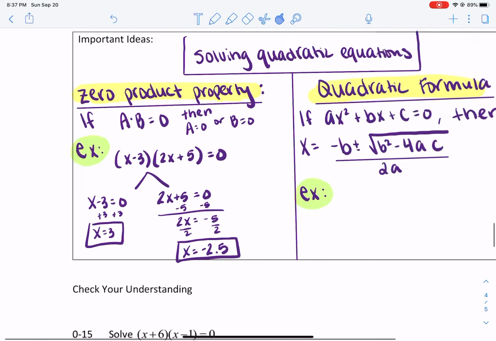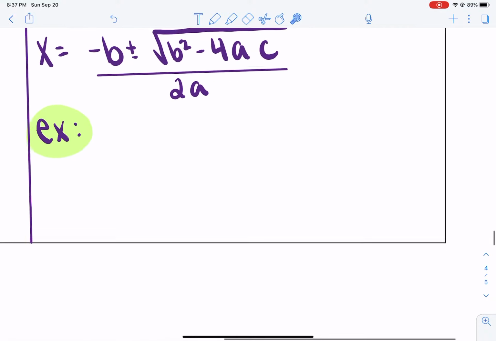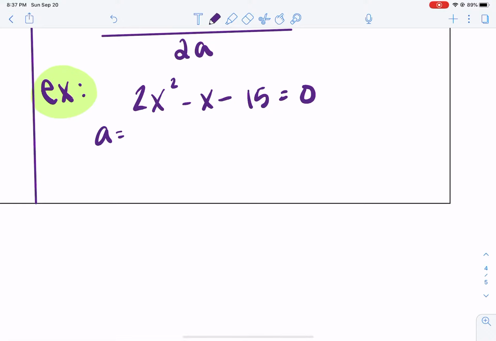Okay, and then the next part here, we talked about the quadratic formula, which is if ax squared plus bx plus c is equal to 0, and remember this is standard form, then x is equal to negative b plus or minus the square root of b squared minus 4ac all over 2a. So let's do an example of that one. Let's say we had 2x squared minus x minus 15 equals 0. So a here is 2, b is negative 1, and c is negative 15.